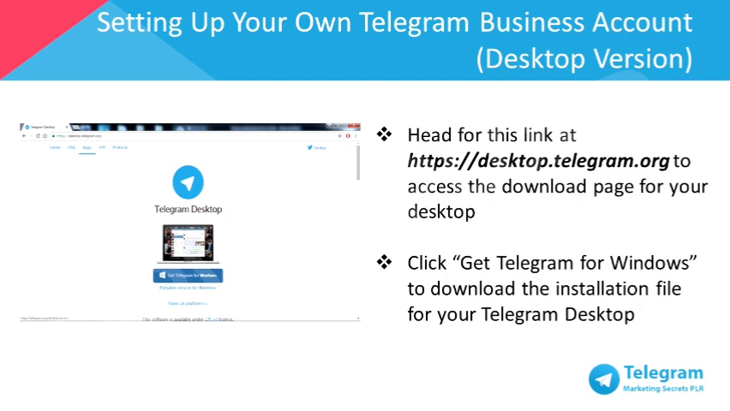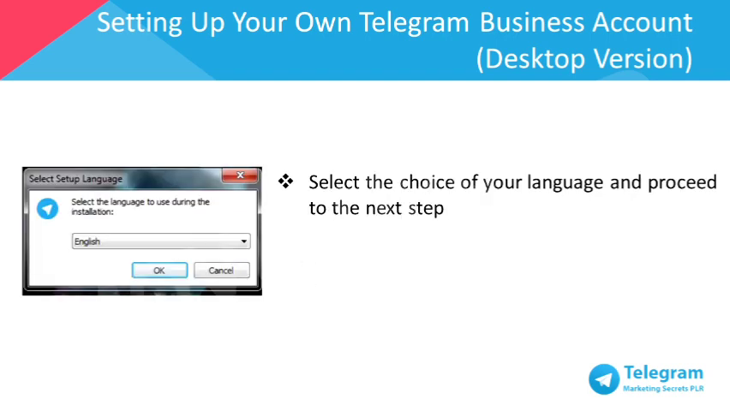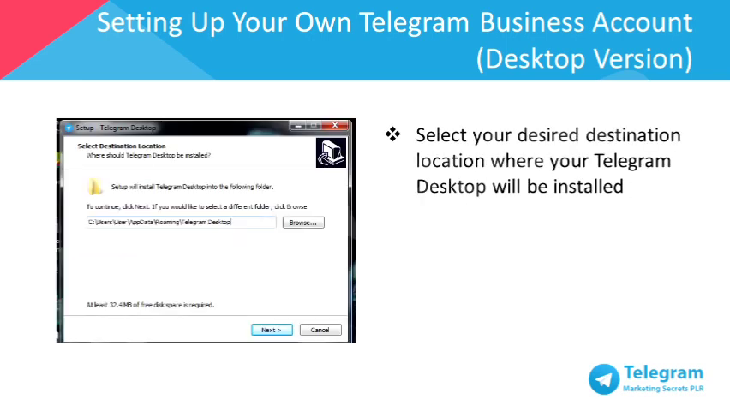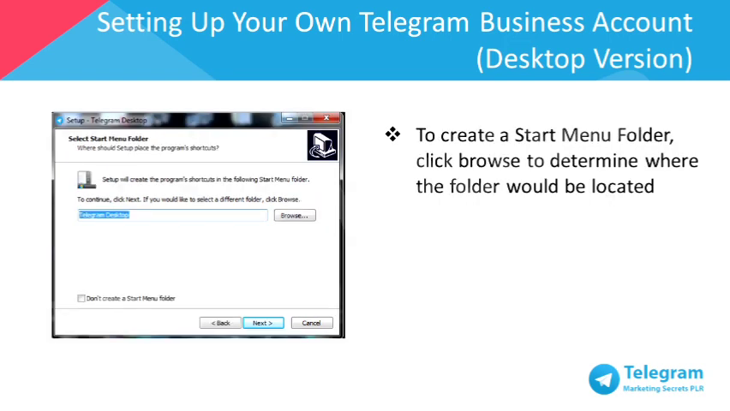Once the download is completed, proceed to install the software on your computer. Select the choice of your language and proceed to the next step. Select your desired location to install Telegram. If you'd like to create a Start menu folder, click Browse to determine where the folder will be located. If you don't intend to create a Start menu folder, just click Next.